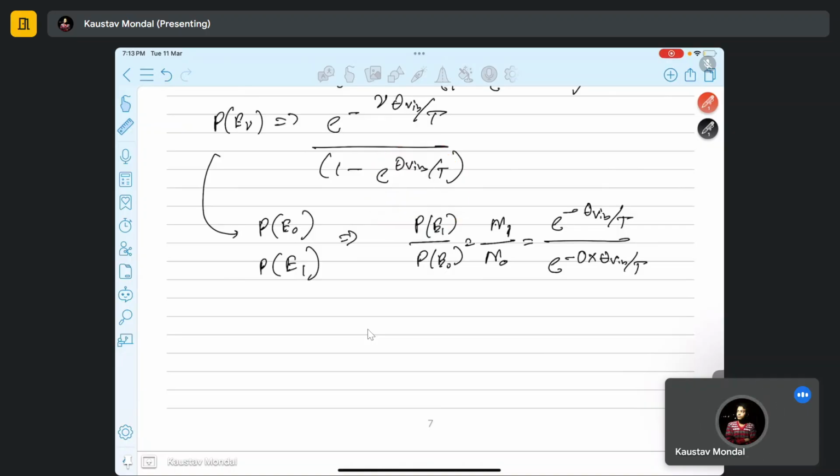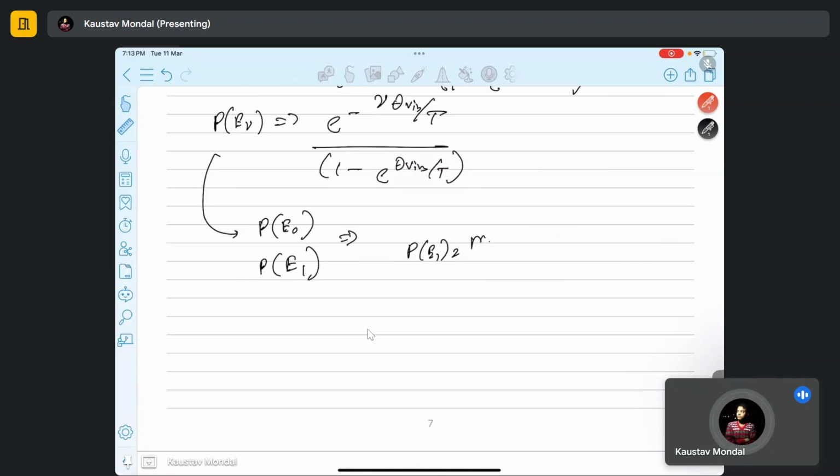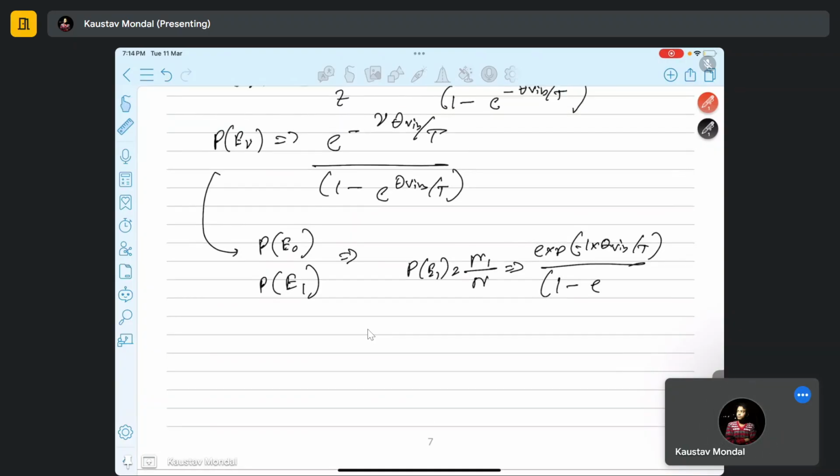Okay, but in our problem we are not calculating this. We are calculating just the PE1. PE1 means n1 by n, so the fraction of particles that will be in state 1 compared to n, the total number of particles. So that should be just exponential minus 1 into theta v by T, divided by q. Q means z, which is 1 minus e to the power minus theta v by T.